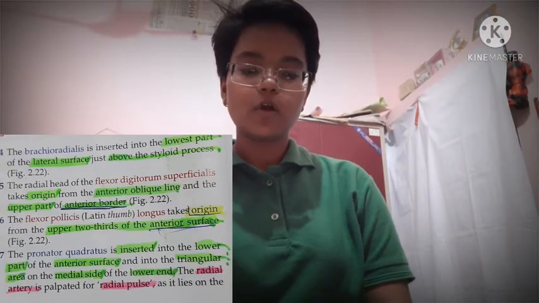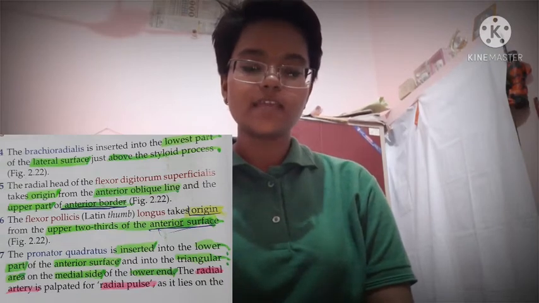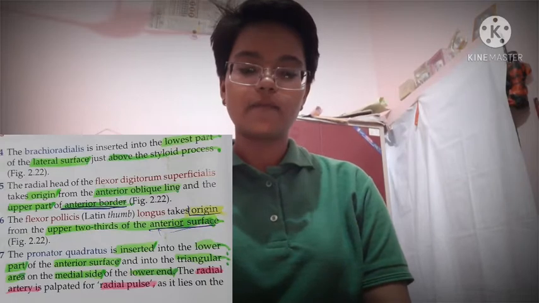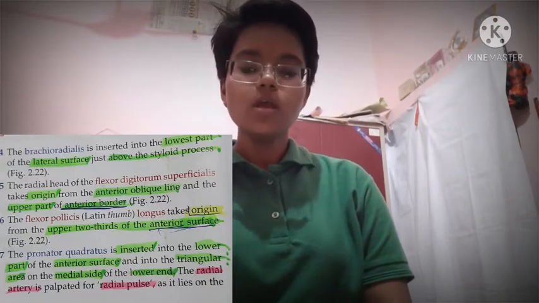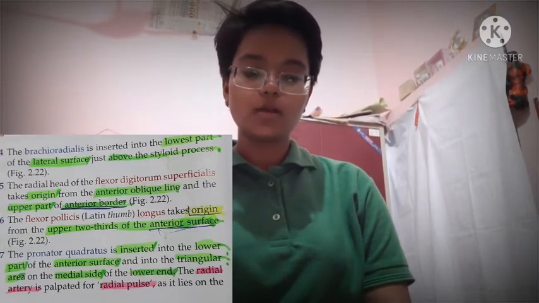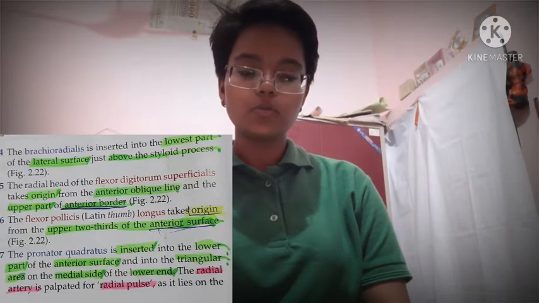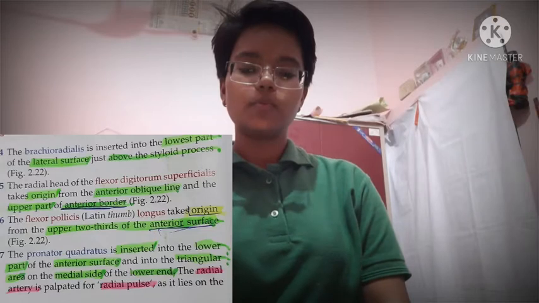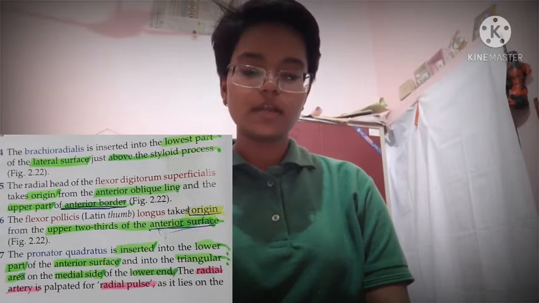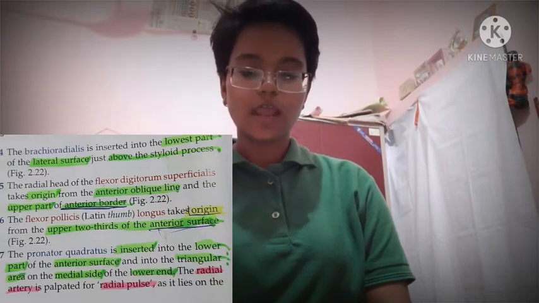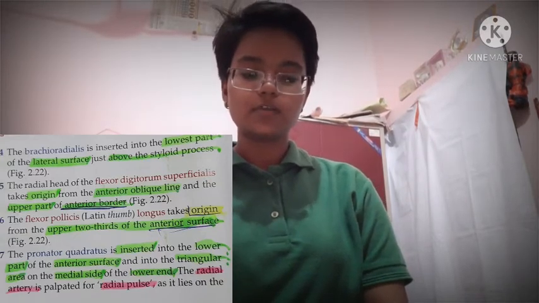The radial head of the flexor digitorum superficialis takes origin from the anterior oblique line and the upper part of the anterior border. The flexor pollicis longus takes origin from the upper two-thirds of the anterior surface. The pronator quadratus is inserted into the lower part of the anterior surface and into the triangular area on the medial surface of the lower end.